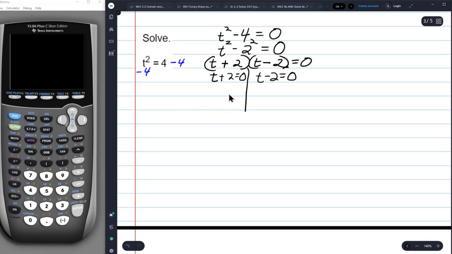Reminds me of the old children's song. Actually, it's not a children's song. T for 2 and 2 for T. La, la, la, la, la, la, la.